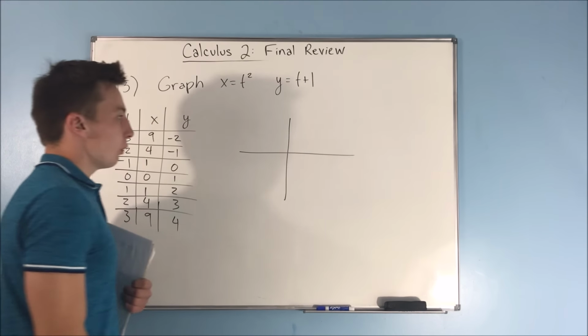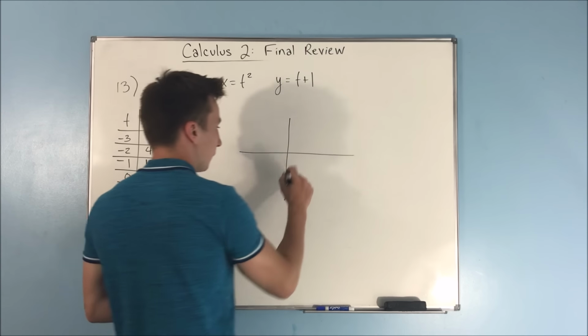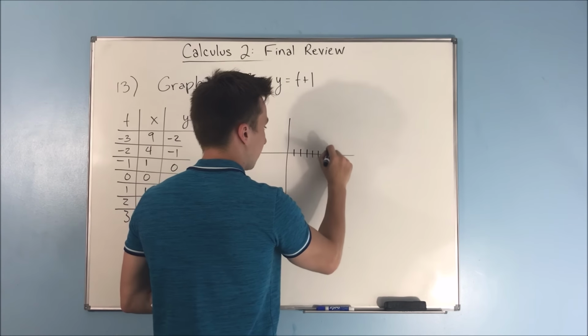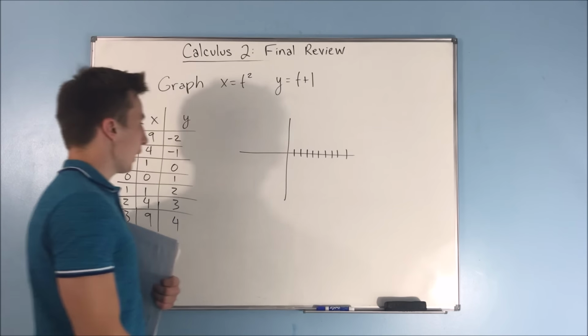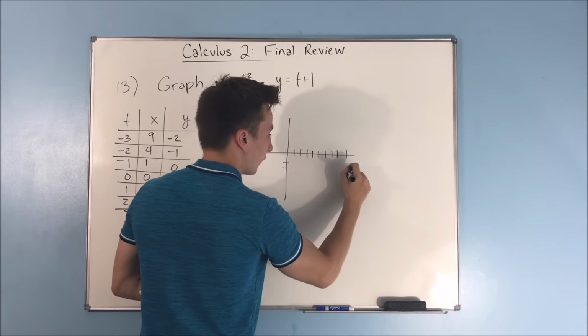Okay? You are starting out with a (9, -2). So let's go out 9 spaces: 1, 2, 3, 4, 5, 6, 7, 8, 9. Okay, you're going down 2. So first point's going to be right here.